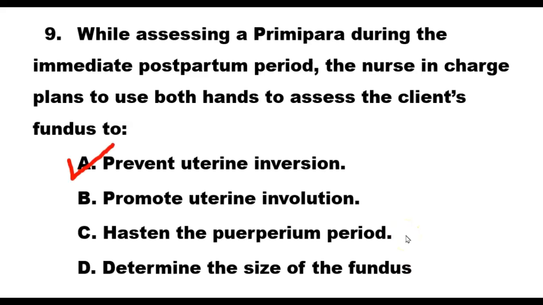The correct answer is A, prevent uterine inversion. Using one hand to stabilize the uterus prevents uterine inversion when assessing the uterine fundus, when assessing the fundal tone.